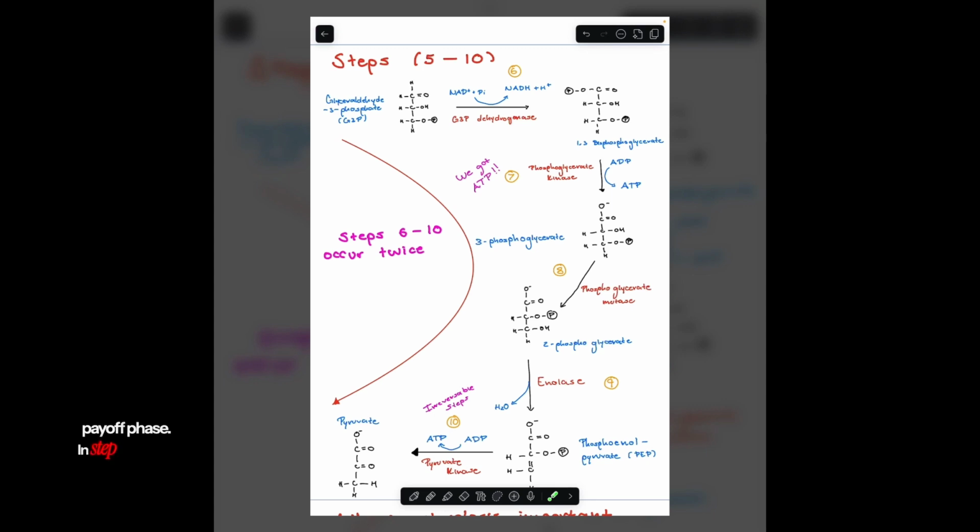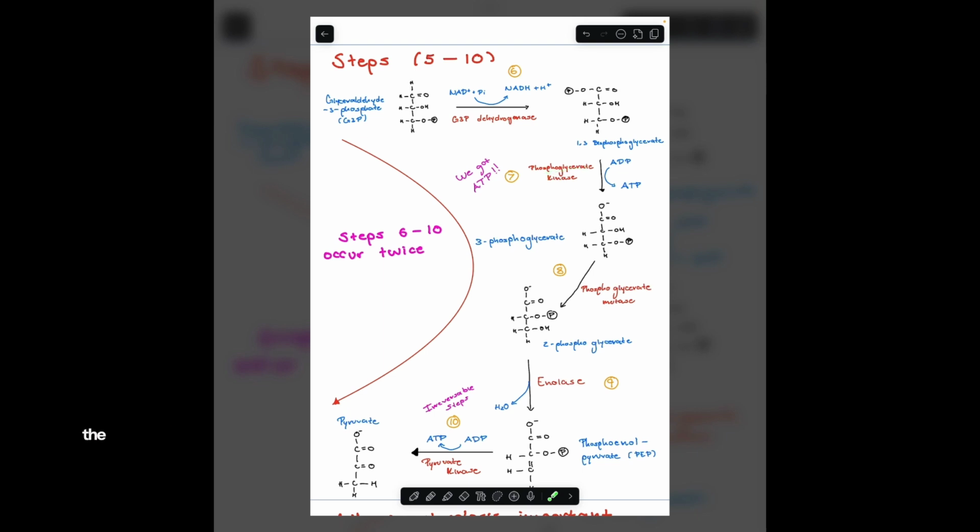Now let's take a look at the next 5 steps of glycolysis, which are part of the energy payoff phase. In step number 6, each G3P molecule which was made previously is oxidized and phosphorylated, producing 1,3-bisphosphoglycerate and reducing NAD plus into NADH with the use of the enzyme G3P dehydrogenase. In step number 7, each molecule donates a phosphate to ADP, making ATP and 3-phosphoglycerate. This is called substrate level phosphorylation, and it is done through the enzyme phosphoglycerate kinase.